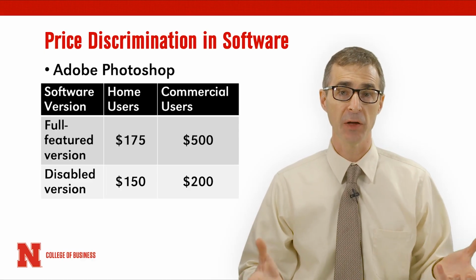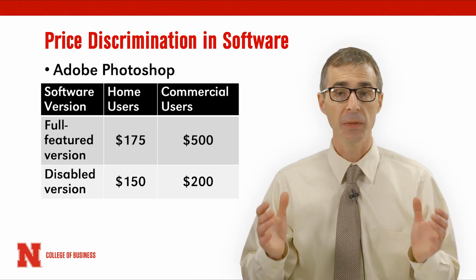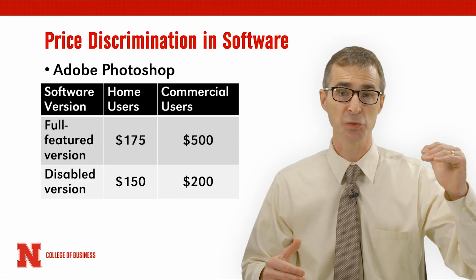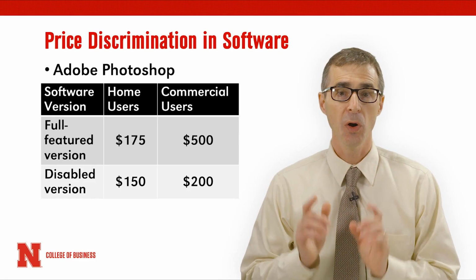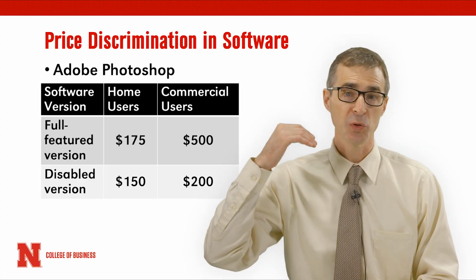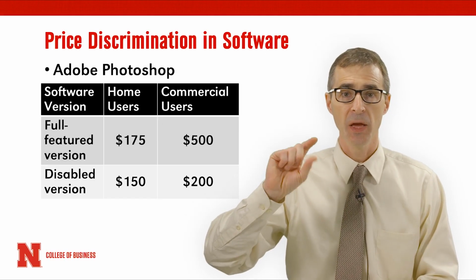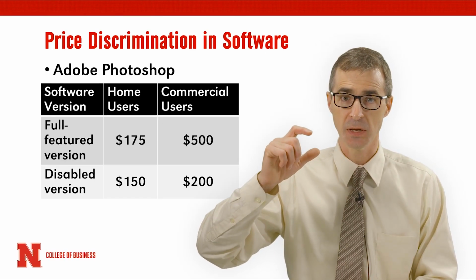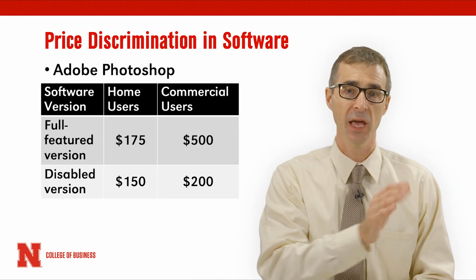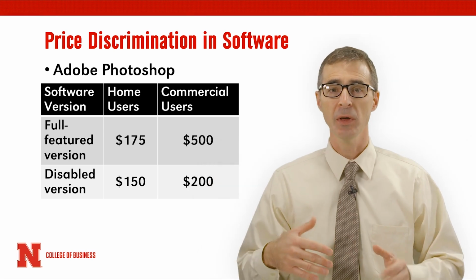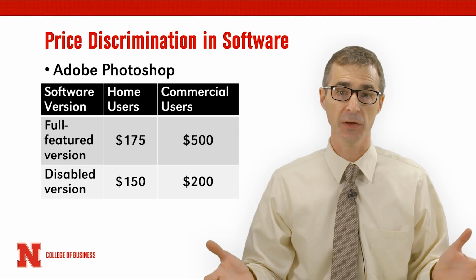You could imagine that these values come from focus groups or surveys of these customers, and they represent the most that these customers would be willing to pay for either the full or disabled version. Let's look first at the home user. The home user would be willing to pay up to $175 for the full version and $150 for the home version. One of the key features stripped out when going from full to disabled is CMYK, a full color spectrum palette. Most home users don't even know what those letters stand for, let alone need the functionality associated with them.